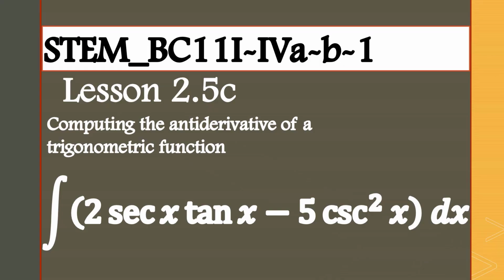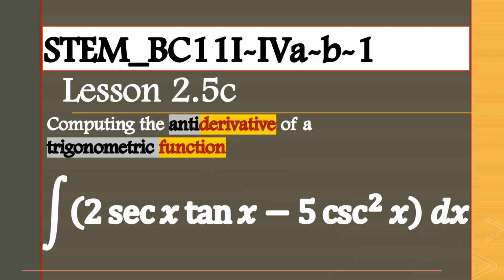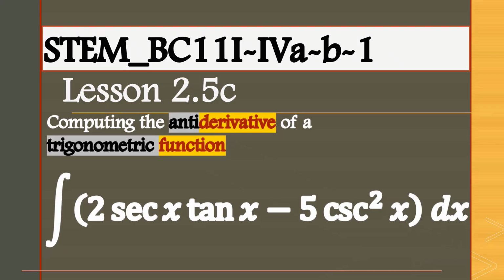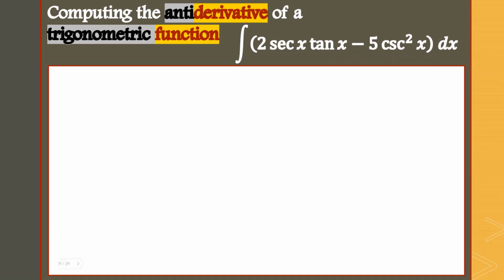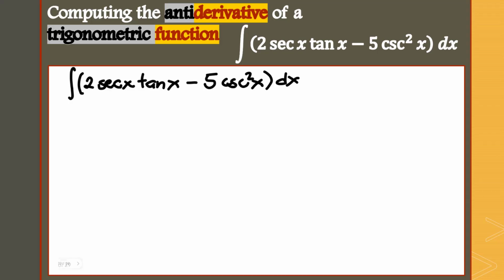Let's compute the antiderivative of this given trigonometric function. So here we have a binomial expression that involves trigonometric functions. So we're going to find its antiderivative as a whole. So we have here the integral of 2 secant x tangent x minus 5 cosecant squared x dx.